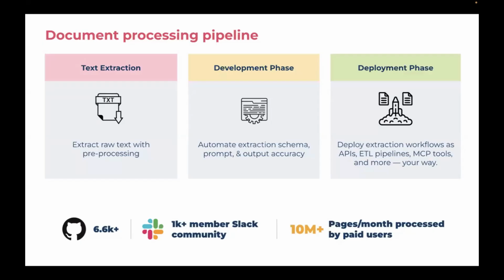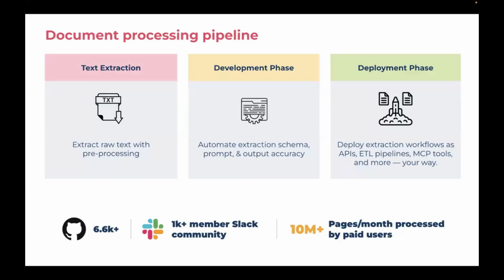So you extract the raw text and you retain the layout of the original document. The importance of retaining the original layout is that LLMs understand documents very much similar to how humans do. So the best way in which you can pass the complete context of your document is to retain the original layout. And that's what happens in the text extraction phase. Once this is done, it gets passed on to the development phase.